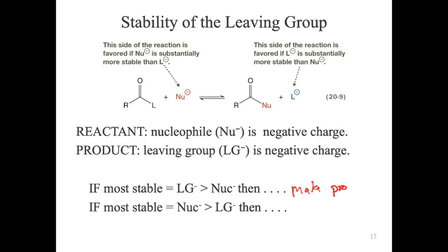Make products. What if your nucleophile was more stable than the leaving group? That makes reactants, or we could say no reaction. That reaction is unlikely to go. Now remember, that's our cheat through this, but it works pretty well. That'll cover our bases for most of our reactions.